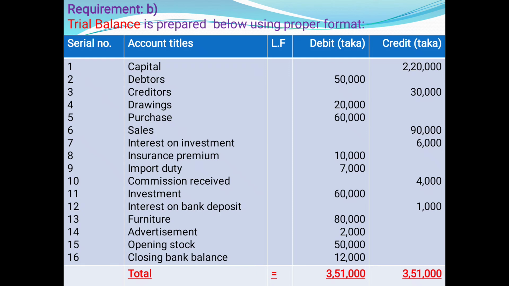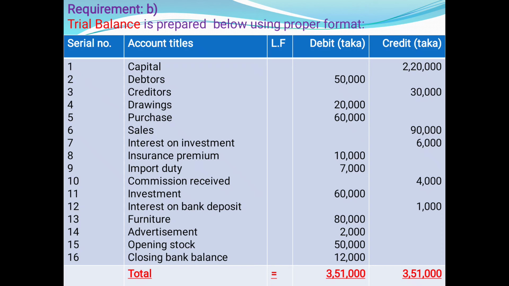Debtors, that is accounts receivable, it's another name. Book debt, it's another name. Sales ledger account. And at all times you have to remember debtors is debit, for taka 50,000 in this trial balance. Creditors, that is accounts payable, it's another name. Purchase ledger account and suppliers. So at all times creditors, accounts payable, is credited. In this trial balance, taka 30,000 is credited for creditors or accounts payable.